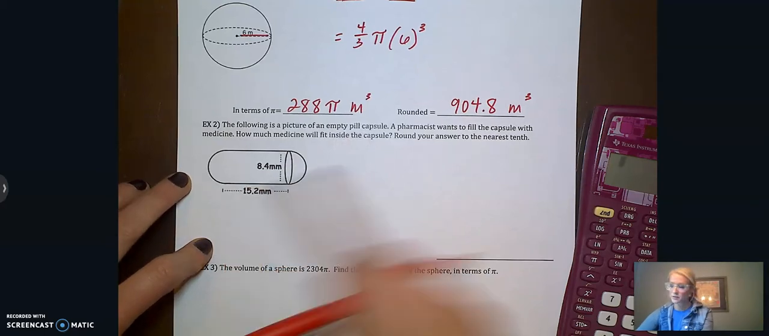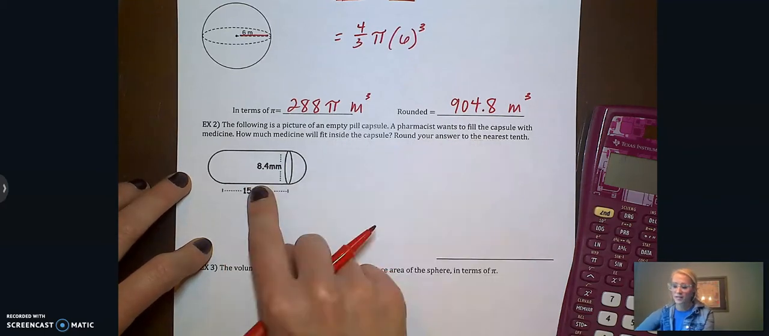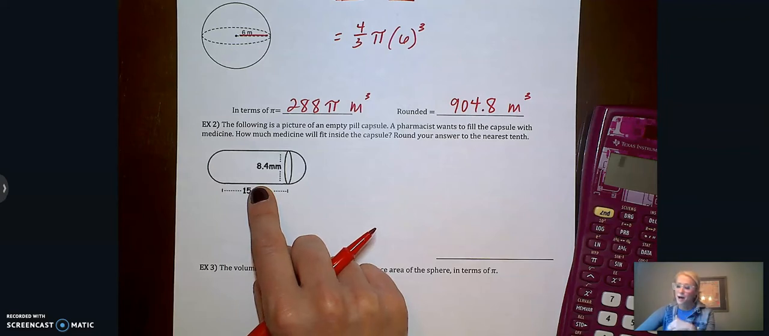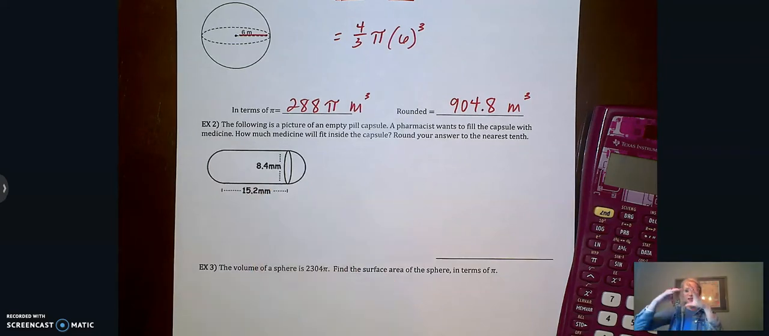Picture of an empty pill capsule. A pharmacist wants to fill the capsule with medicine. How much medicine will fit inside the capsule? So we're not just talking around this thing anymore. We're talking inside it. How much space is there for medicine to fill? That's volume. So there's two shapes here.